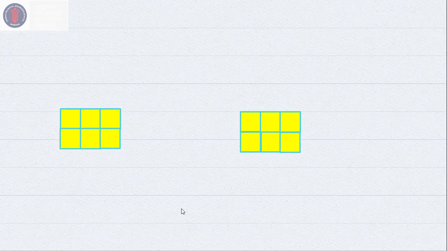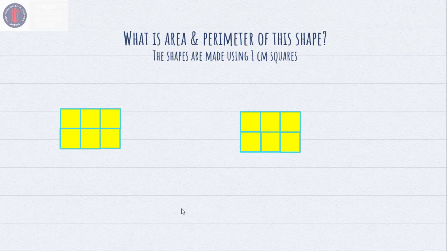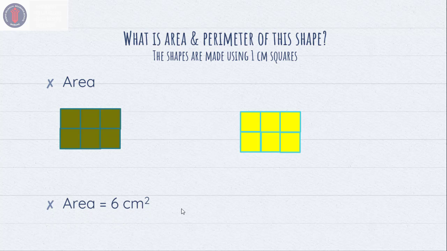Okay, let's see. Can you count what is the area of the shape? The shapes are made using 1 centimeter squares. What is the area? Yes, we just have to count how many squares are inside the shape. 1, 2, 3, 4, 5, 6. Good. So we can say that the area of this shape is 6 centimeters square. Don't forget the square.